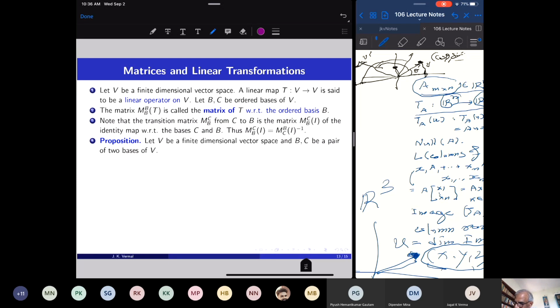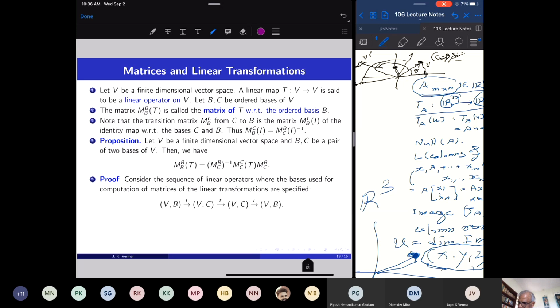Therefore, we proved in general that MCB is equal to MBC inverse. This we proved earlier. So take a finite dimensional vector space, and take two ordered bases. We want to understand the connection between the matrix of T with respect to one basis and the matrix of T with respect to another basis. The matrix of T with respect to basis B is obtained from the matrix of T with respect to basis C by multiplying on the right by MBC and multiplying on the left by MCB.